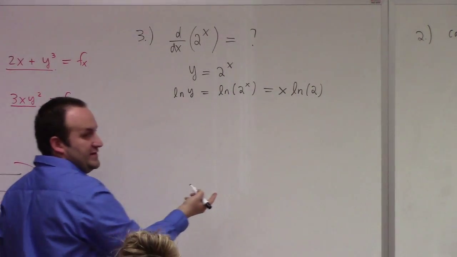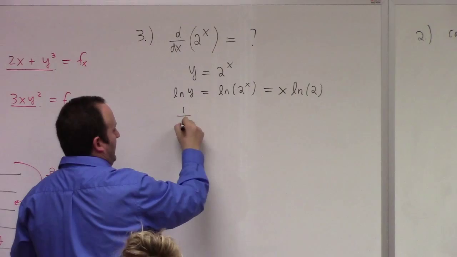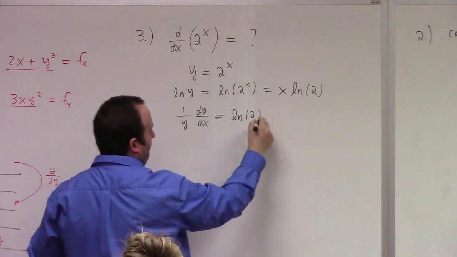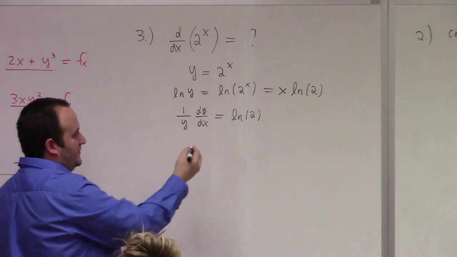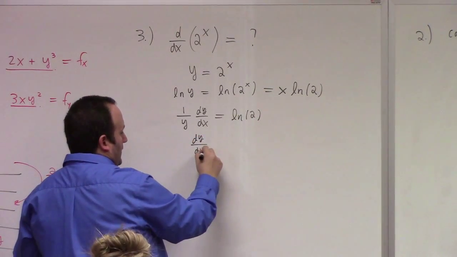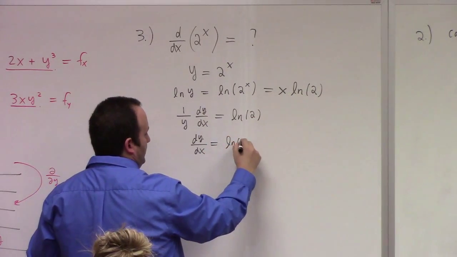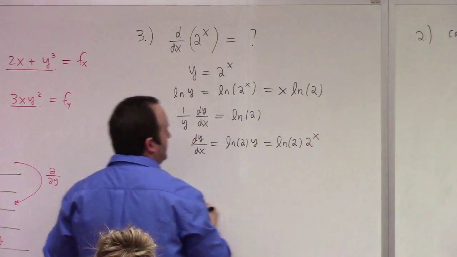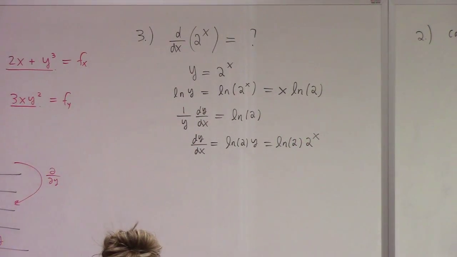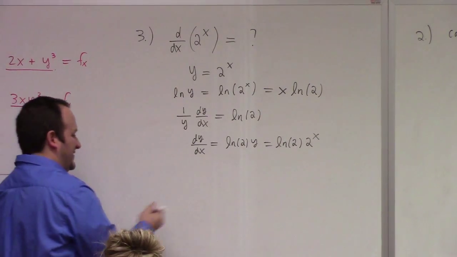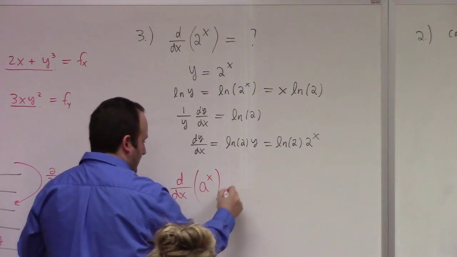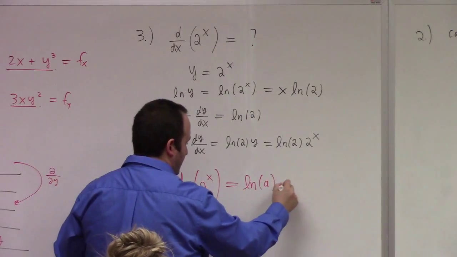So if I differentiate implicitly, what do I get? I get 1 over y dy/dx is equal to the natural log of 2. And so this gives me dy/dx is equal to the natural log of 2 times y, which is the natural log of 2 times 2 to the x. There's nothing especially special about 2, and you can equally well do this example for base a. So generically speaking, the derivative with respect to x of a to the x is equal to the natural log of a times a to the x.